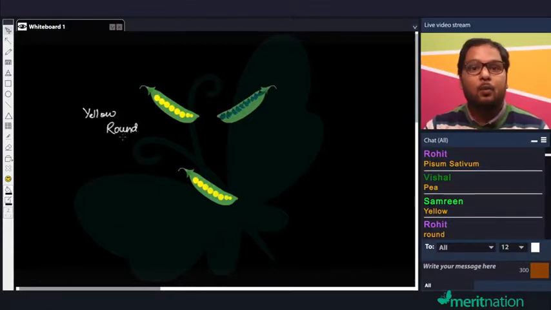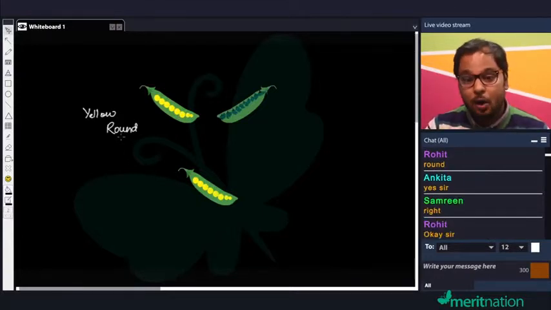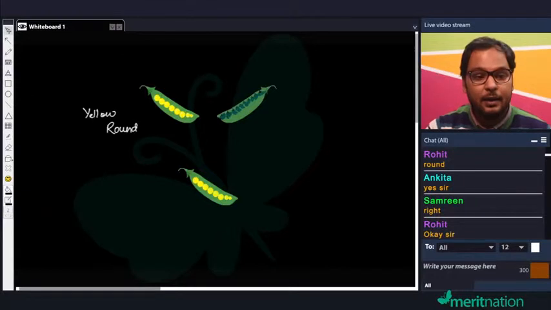And what is this? This is the phenotype of this particular seed, because it has two characteristics. Mendel selected these two characteristics, and that is why it is called a dihybrid cross.